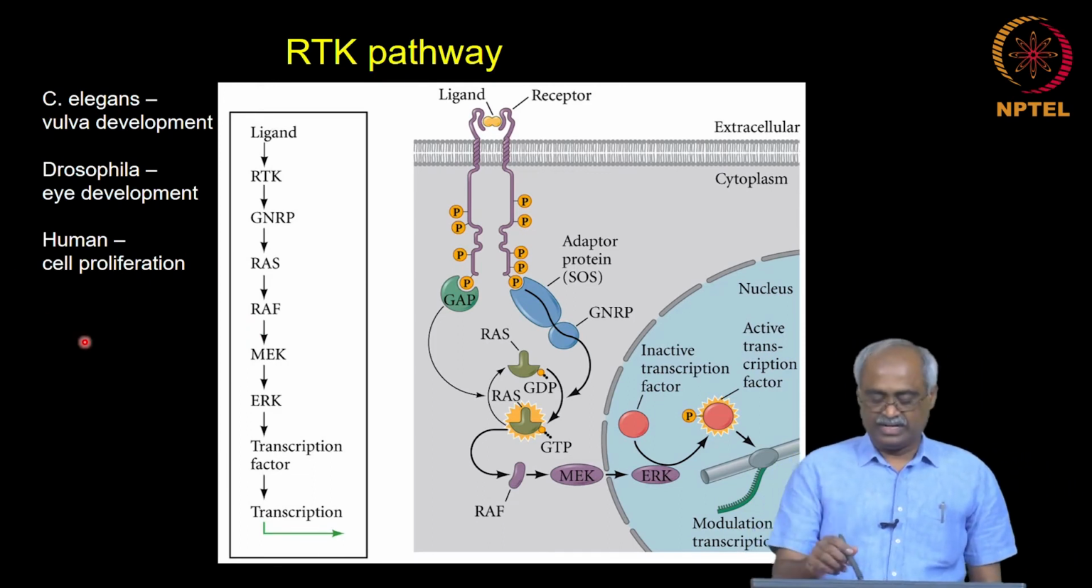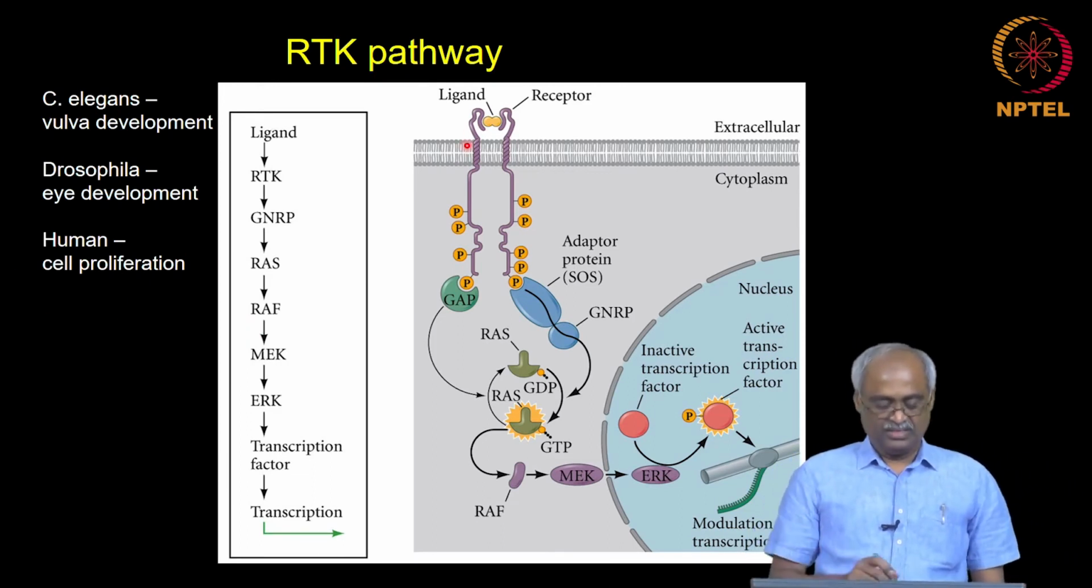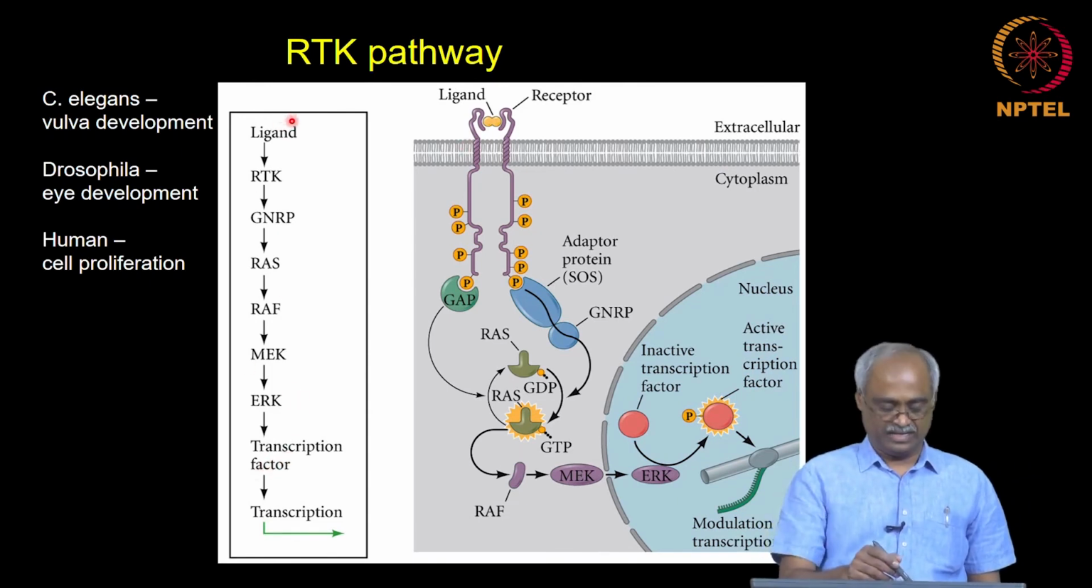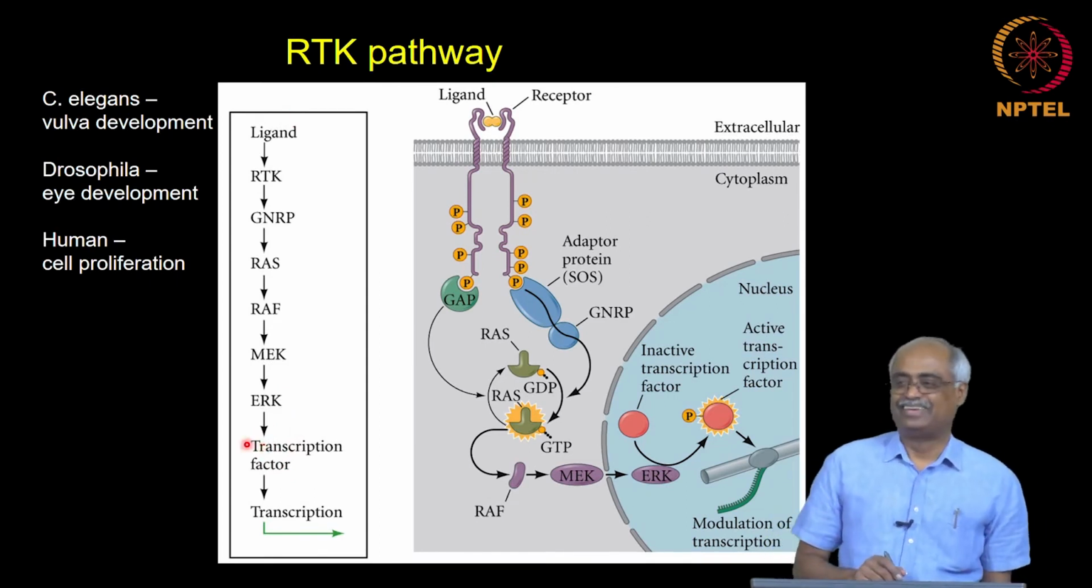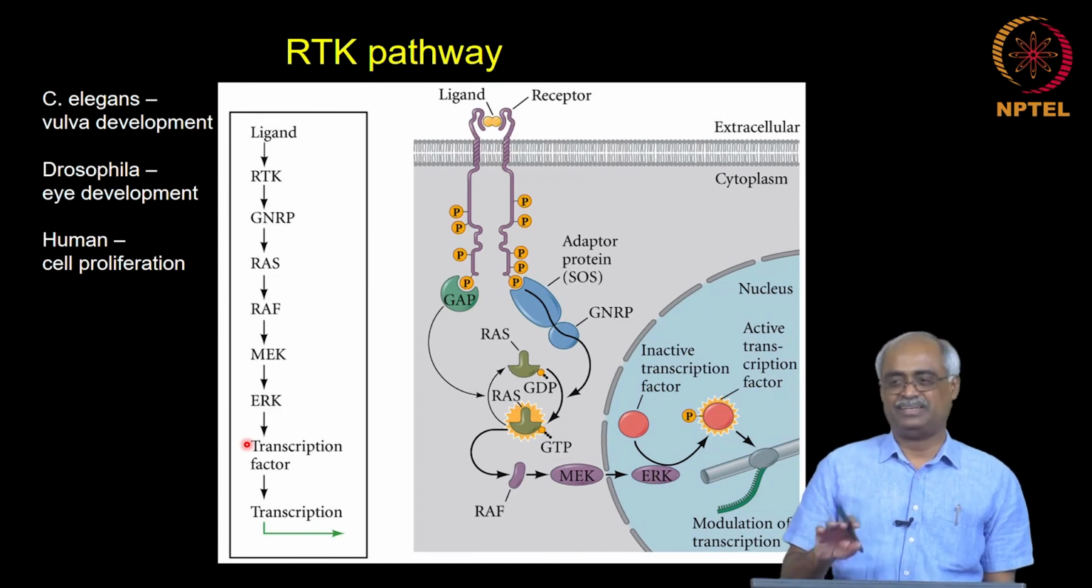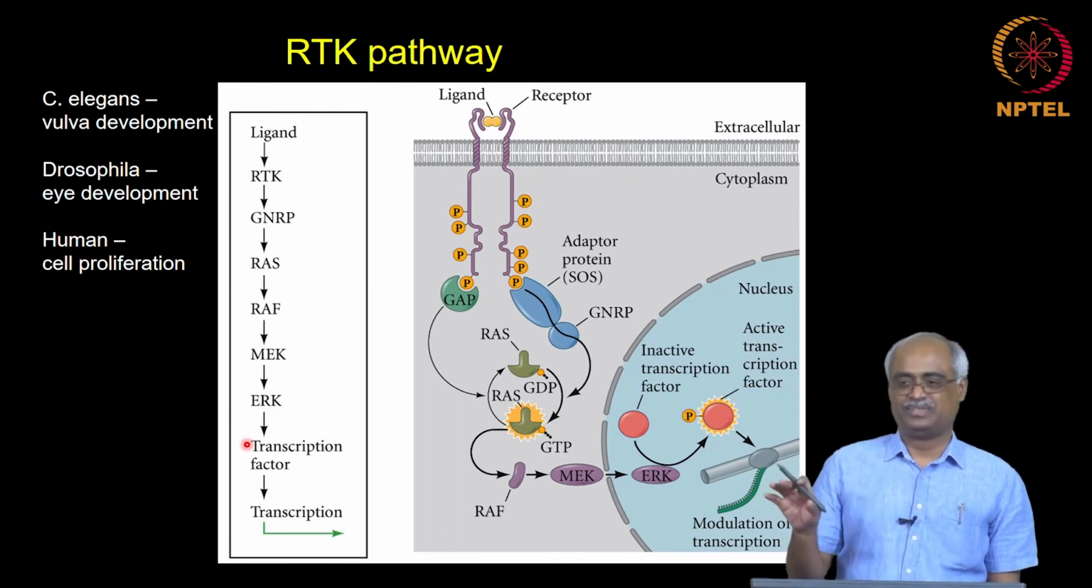So, what are the nuts and bolts of this pathway? So, we know how this would have been found, right. How do we know this order, ligand to transcription factor? Epistasis, right. Okay. So, no differential screening, subtractive hybridization or NGS or what not.